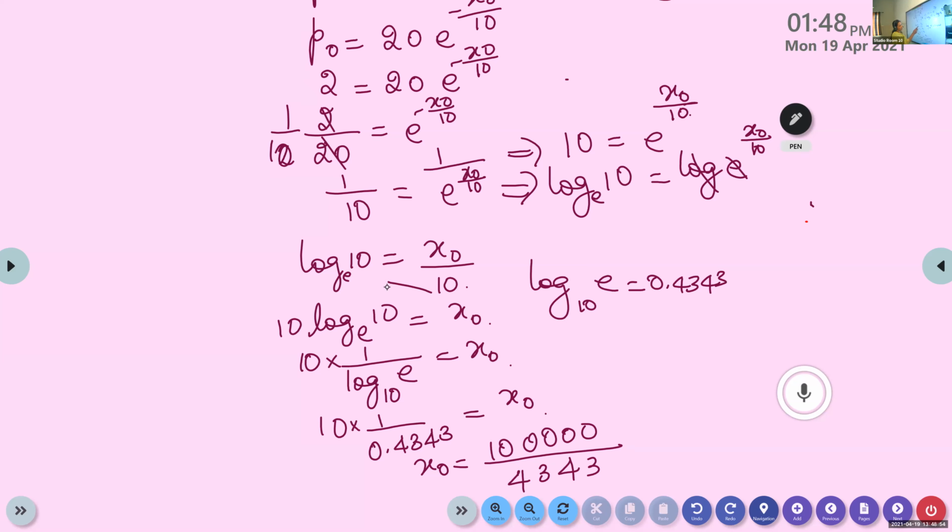Next step, you cross multiply this 10. 10 into log 10 to the base e is x naught. But in our question, log e to the base 10 is the value given. So log 10 to the base e, we can write this as 1 by log e to the base 10. So it is 10 into 1 by 0.4343 is x naught. So what is x naught? 10 by 0.4343. To remove the decimal place in the denominator, I multiplied by 10,000.